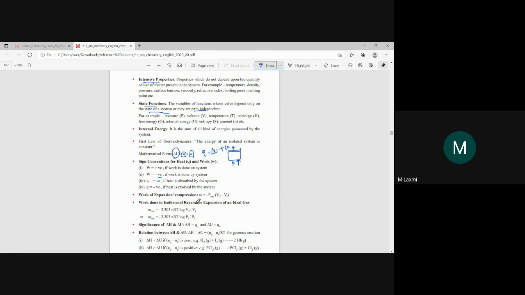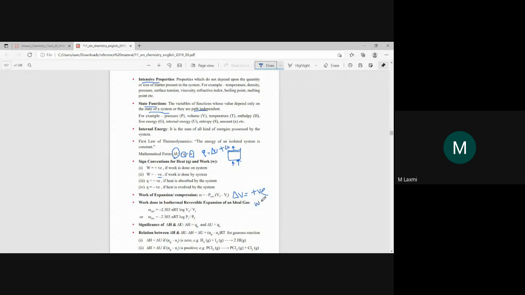V2 is more than V1. That is, the final volume is more than the initial volume. So delta V is positive. In that case, work done will be negative.